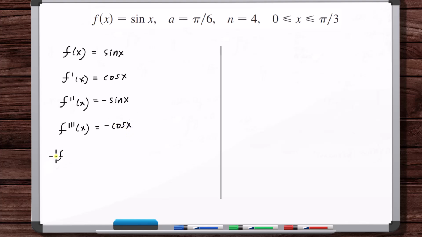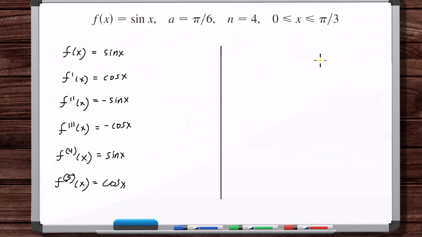Now we want to go at least to the fourth derivative, because we're going to need 4 derivatives to get to the fourth power, right? But we want to go one past that because we're going to need this for Taylor's inequality. So this is cosine x.